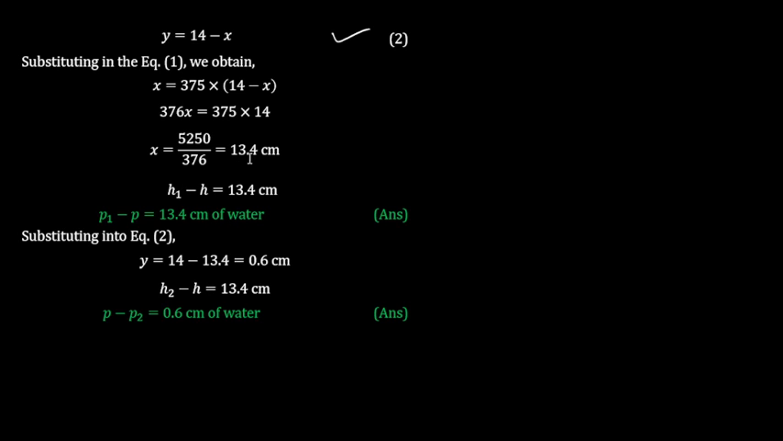Now having obtained the value of x, we substitute this value in equation 2 and get y, which is 0.6 centimeter. But y is h minus h2, not h2 minus h, and h minus h2 means the pressure difference P minus P2. And P minus P2 is 0.6 centimeter of water. So we stop here. Thank you.